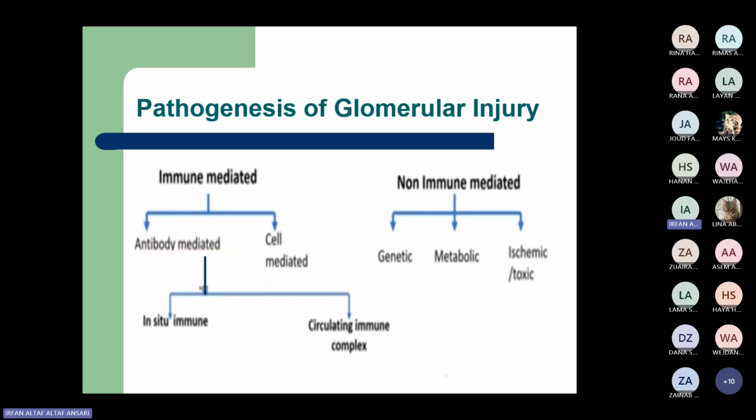So what is the pathogenesis of glomerular injury? Why do the glomeruli get injured? There are two types of injury. The commonest one is immune mediated, immunological, where we have antibody mediated and cell mediated. In antibody mediated, you have antibodies directly acting on the glomerulus, which is known as the in situ immune mechanism. The other is the circulating immune complex. You have some autoimmune disease where the immune complexes form in the circulation, and from there they go and get lodged on the glomerulus. Non-immune mediated causes are genetic, metabolic, ischemic, or toxic.